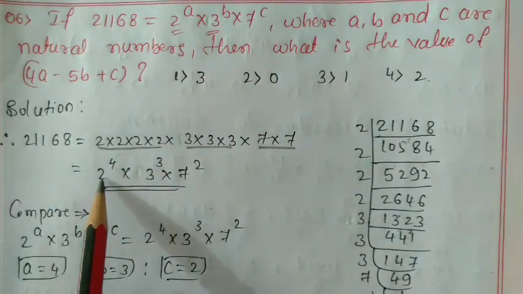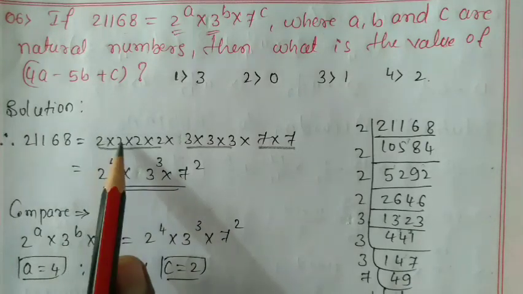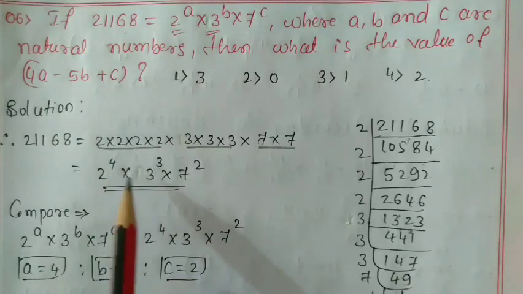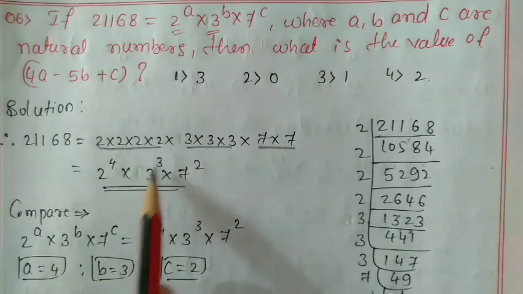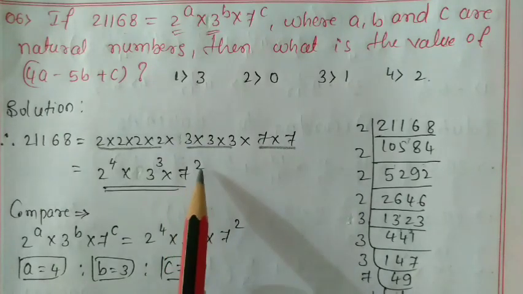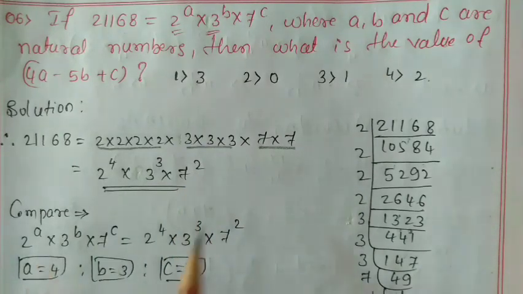Okay, so you can also write here 2 to the power 4, meaning how many 2's are there? 4 2's are there. You can write 2 to the power 4 into 3. How many are there? 3 times 3 is there. You can write 3 cube into 7. 2 times is there. You can write 7 square.